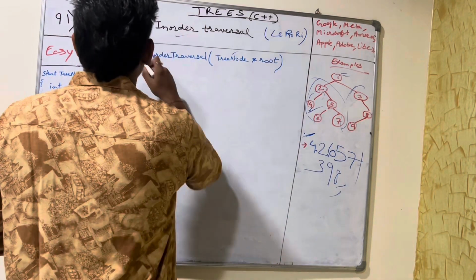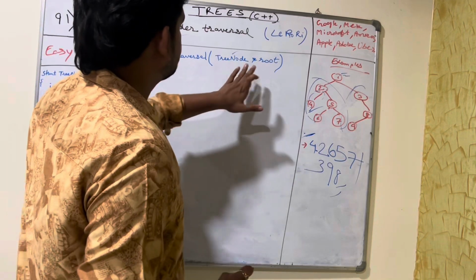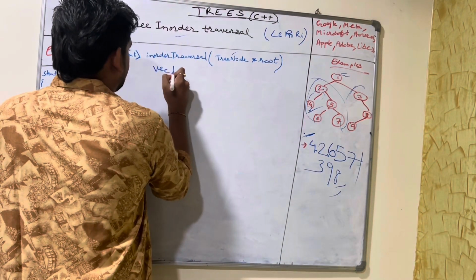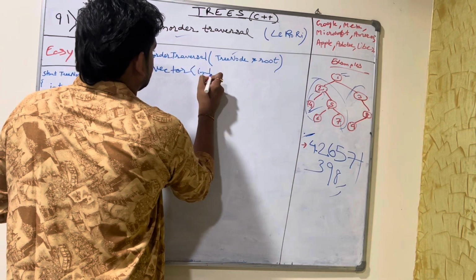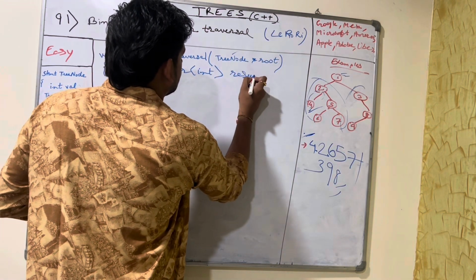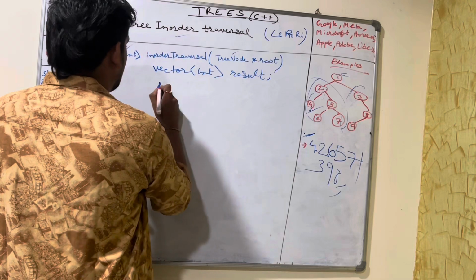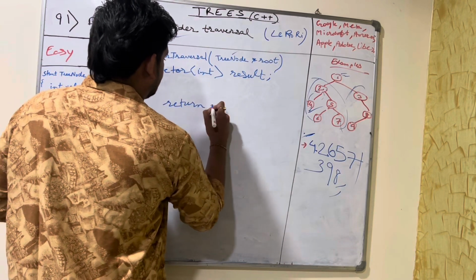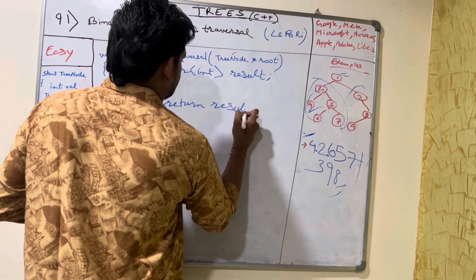So we need to return it in a vector. So we'll store whatever the traversal is in the vector. So let's take a vector of int result. Okay. We have done this. Now what do we do? We have to return result, right? At the end, this result would be our answer.